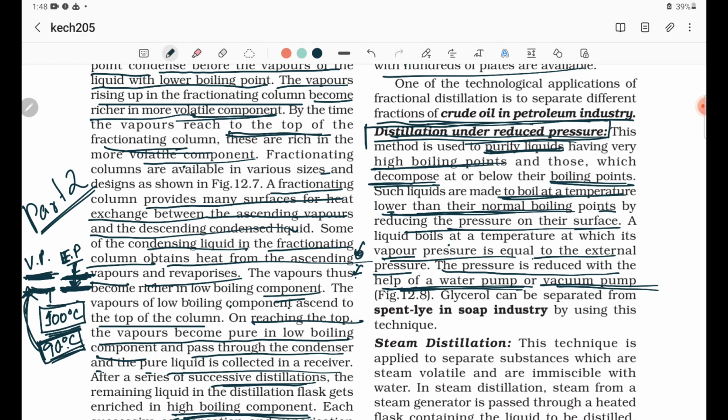what is happening? We are separating, in the soap industry, one of the very important components, glycerol. So how is glycerol separated? Glycerol is separated from spent lye. This spent lye is an impurity. So the spent lye is separated from the glycerol by using this method only.